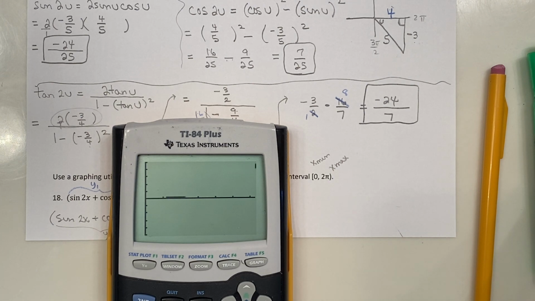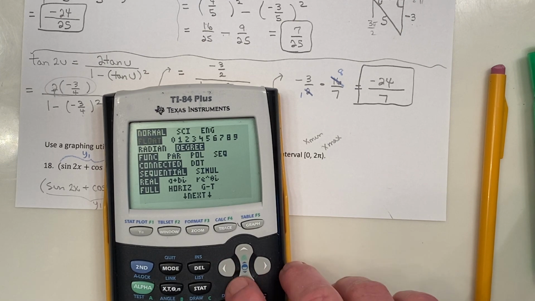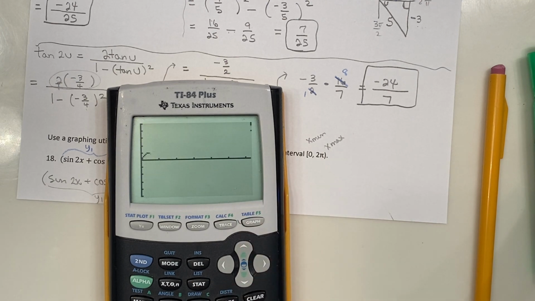Oh, I forgot to mention, and I know now why. I'm going to hit on and stop it. I'm going to hit clear. You need to be in Radian mode. So hit your mode key and go to Radian. For a previous problem that we checked, I was in degree mode. So hit Radian. Now hit graph. There we go.